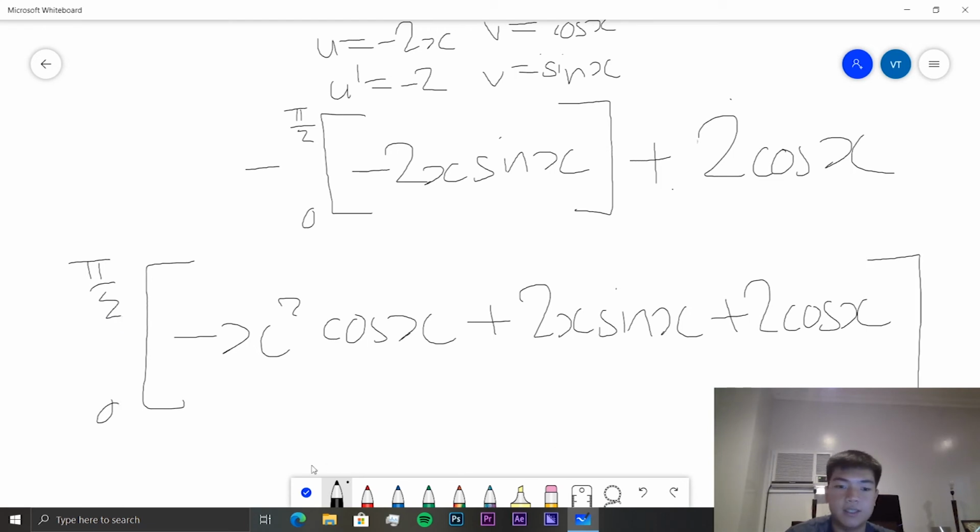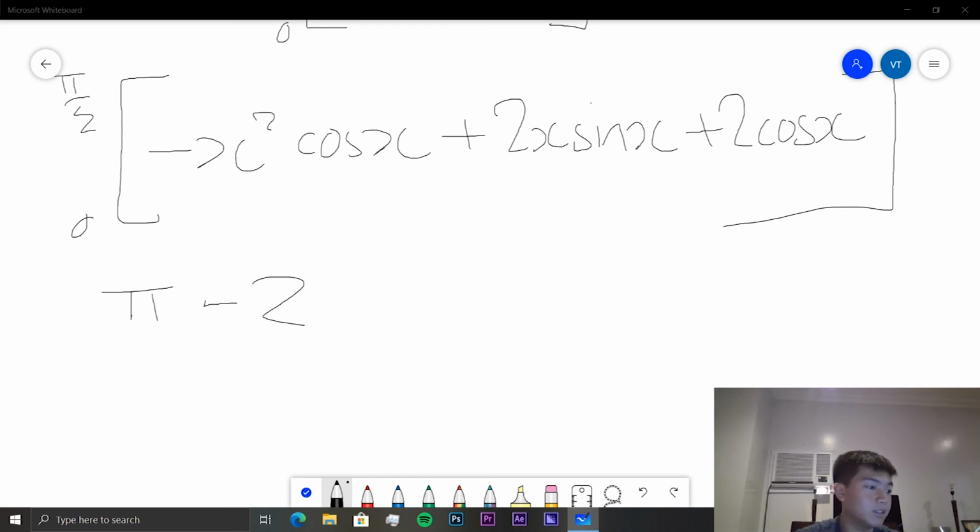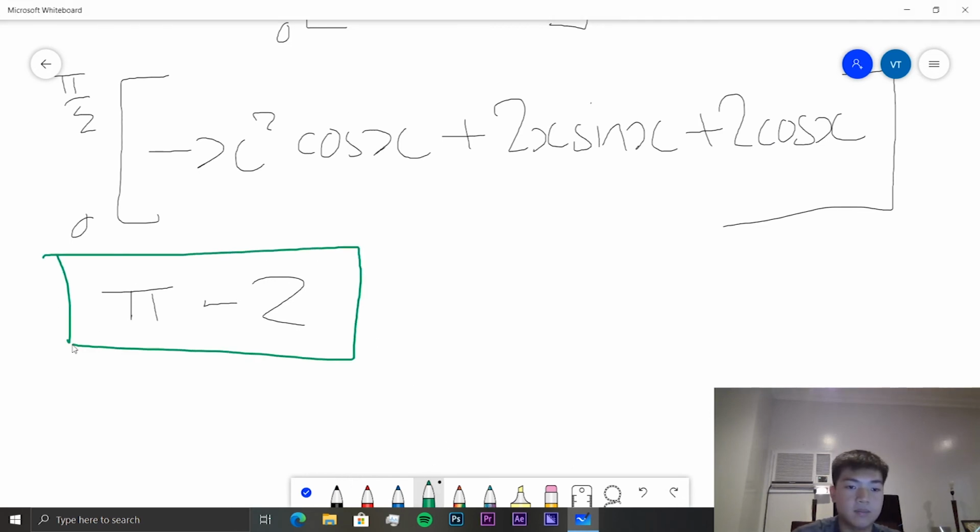So let's evaluate this integral. At pi over 2, cosine x is 0. So 2x sine x, so this is 2 pi, no, it's just pi. And 2 cosine x is 0 at pi over 2. At 0, negative x squared cosine 0 is 0, and 2 cosine 0 is 2. So this is pi minus 2. So the final answer should be equal to pi minus 2. Yep, that's correct. So just pi minus 2.